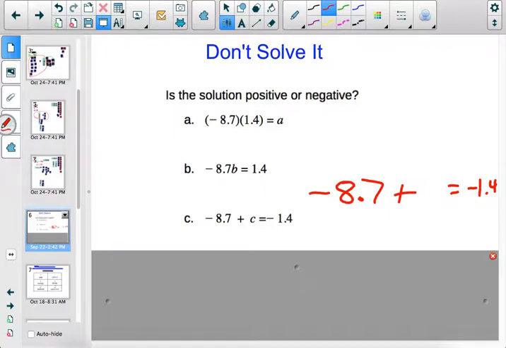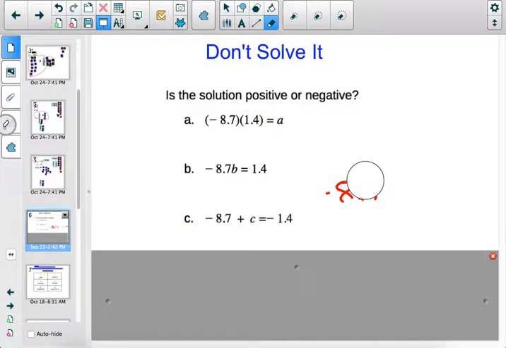So it has to be a positive because, number line wise, isn't negative 8.7 kind of by negative 9? And we're shifting all the way over here to almost like negative 1.5. How are you going to move from here to here? You've got to add some positive to it. Is that number going to be greater or less? It's going to be positive.